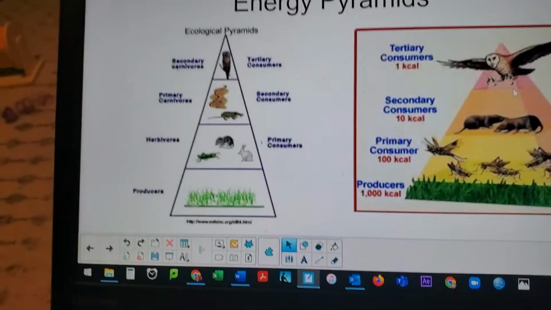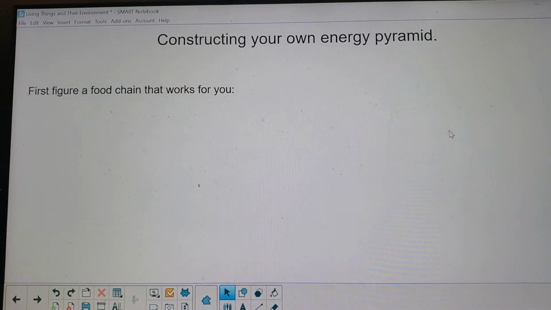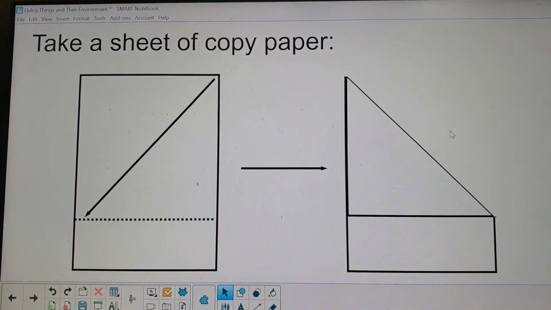energy pyramid. Okay, here's your next assignment with the energy pyramid, just to kind of get us started. Okay, take a look over here. I don't care about that. I'll kind of talk about that later. Constructing your energy pyramid. Yes, we're going to construct an energy pyramid here.